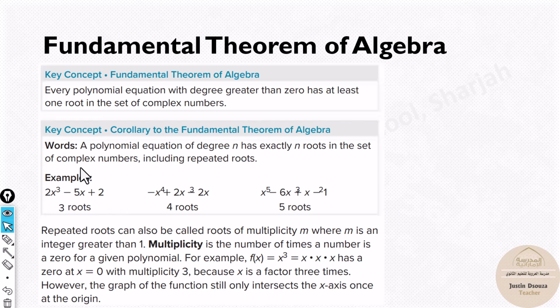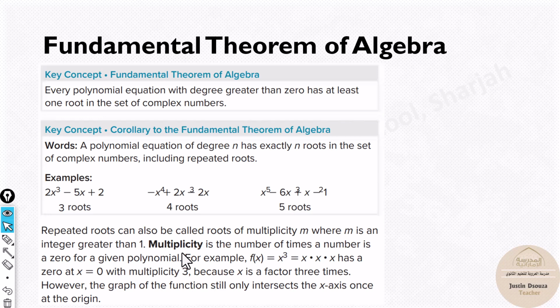Here there is another thing, that's the corollary. That's like the opposite. What it says is, depending on the degree, you can tell how many roots there are for a particular equation. The degree is the highest power among all the terms. Here we can see that's 5, so that means there are 5 roots. In the same way over here you can see the degree is 4, that means 4 roots, and so on. Depending on the highest degree, you can tell the number of roots.